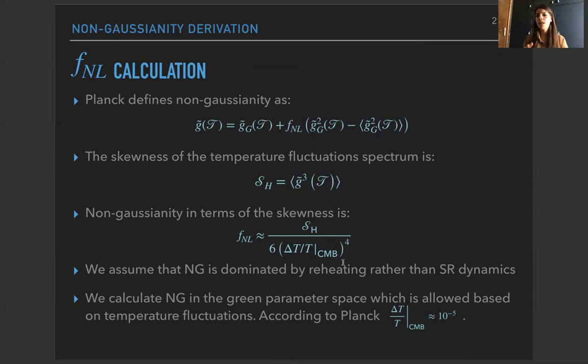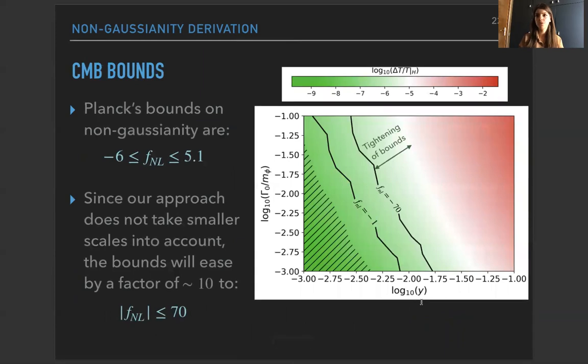And there were 2 assumptions that were made. First, that the skewness is dominated by reheating dynamics rather than slow roll dynamics, which is quite reasonable because slow roll inflation only produces an FNL of 10 to the minus 2, which is very small. And also that the delta T over T should be 10 to the minus 5, which is observed by Planck, and we know, of course, to be correct. So if you do this calculation, you can constrain parameter space even further.